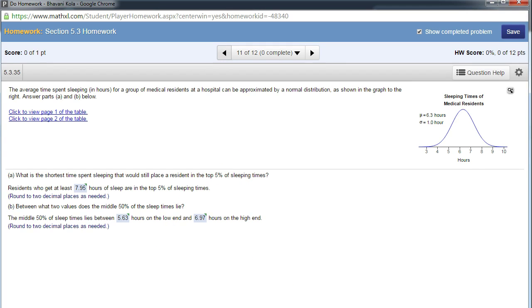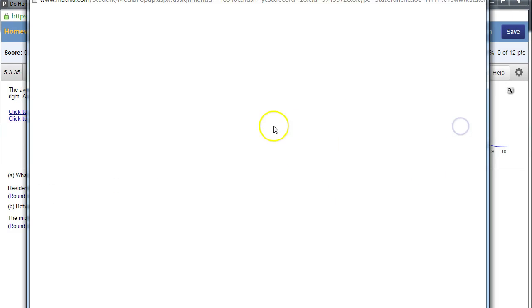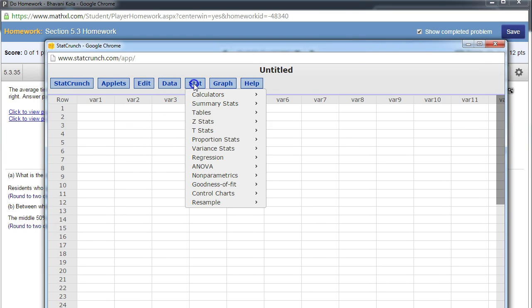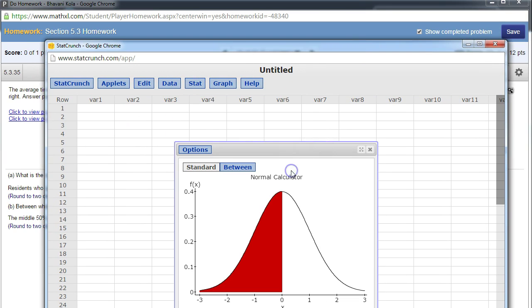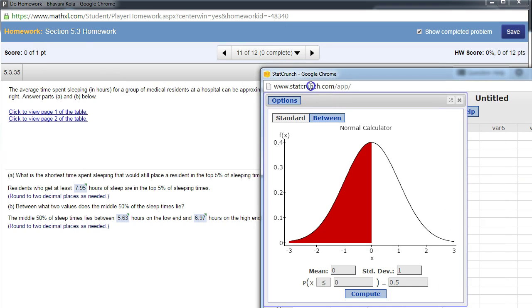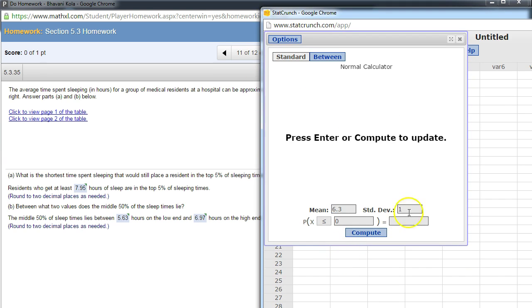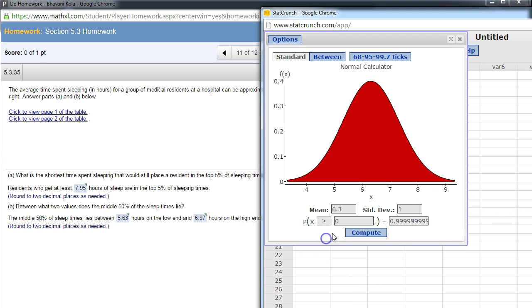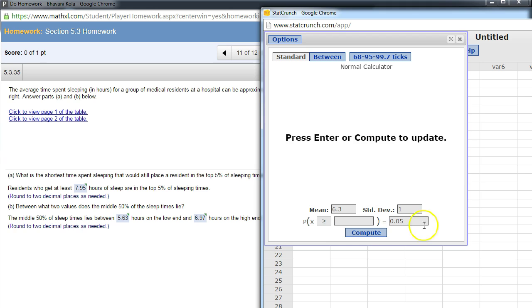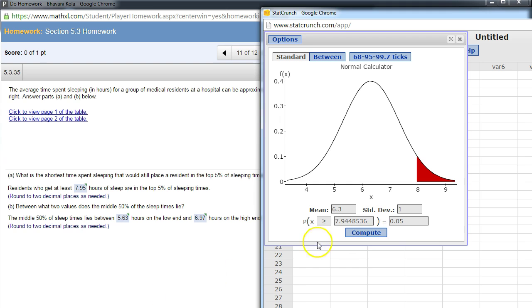All right. So let me open up my StatCrunch here. I don't know why it keeps closing constantly. Calculators and normal curve. This is a standard normal curve, like you know the procedure by now. You have to go back and change your mean. My mean here is 6.3. And my standard deviation is 1. They asked me for the top 5%. So anything greater than 5% is 0.05. Compute.